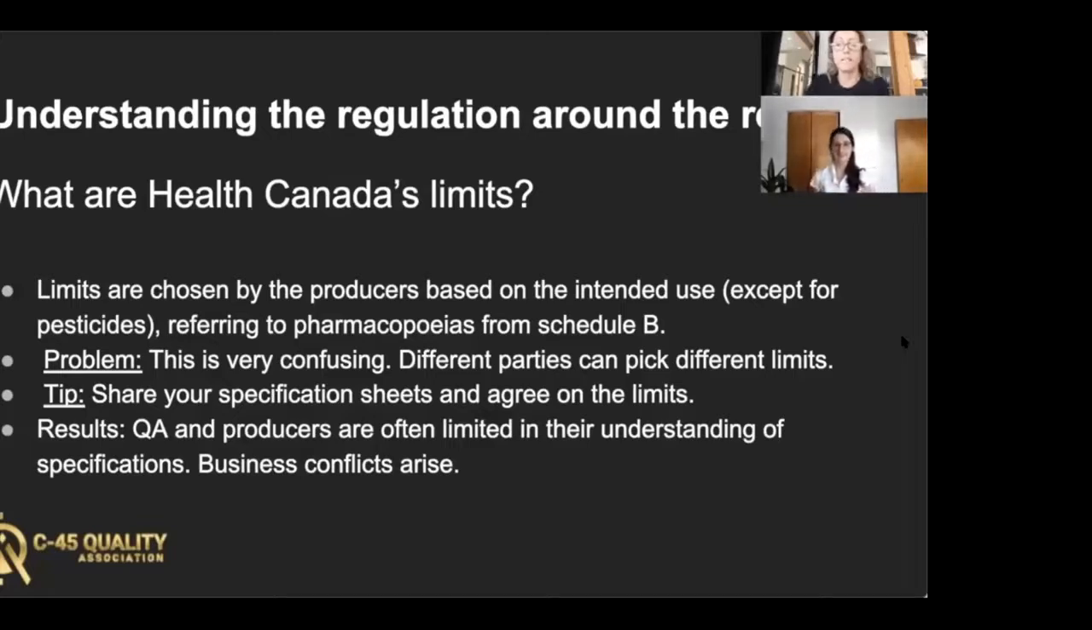And if you need some education around specifications, ask your lab to help you to understand what they are, how they can affect the intended use of your product as well. Most labs will be happy to educate you. They can't or they shouldn't make these decisions for you, but they absolutely can help educate you.